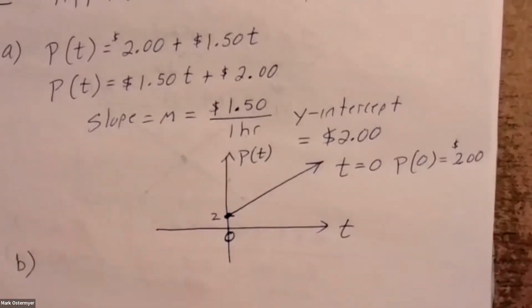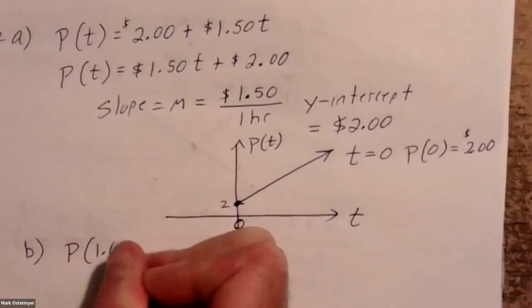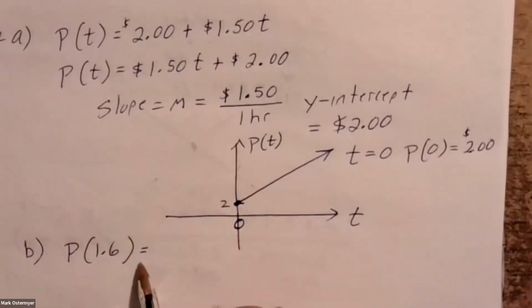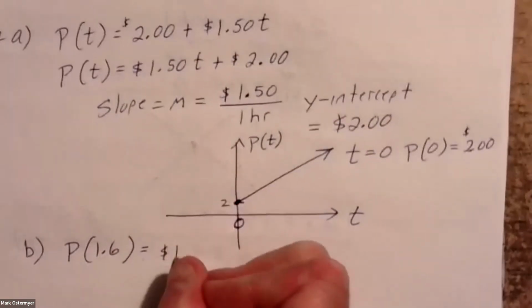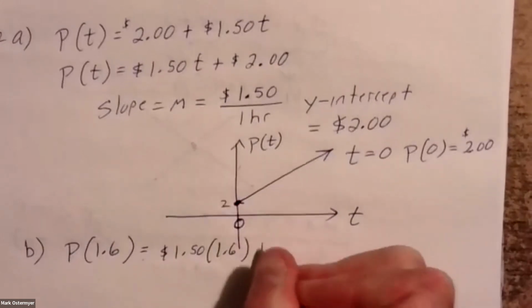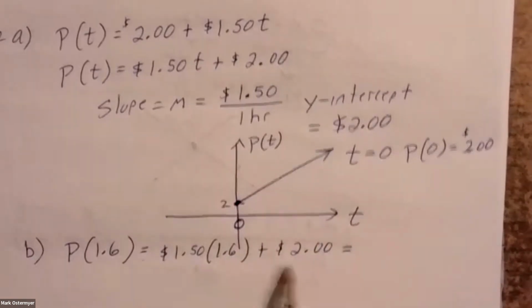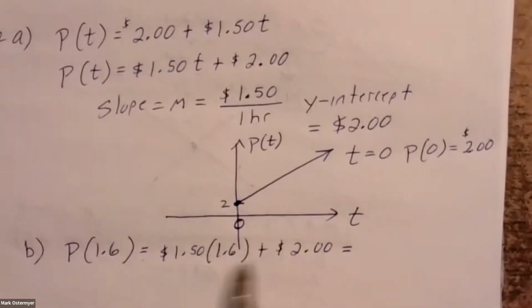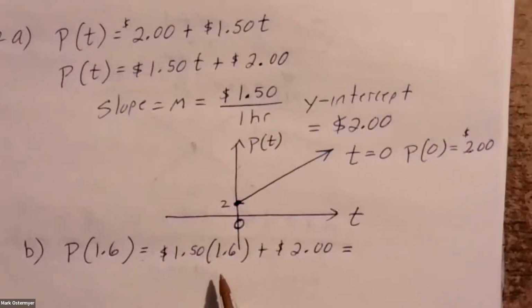Now, using that function we developed in part A, they want us to find P of 1.6. To do that, it's pretty simple. You just replace time T with 1.6. So this is going to be $1.50 per hour times 1.6 hours plus $2. All right, get on your calculator and dial this up. Tell me what you get. How much are they going to charge us for parking in this garage for 1.6 hours?